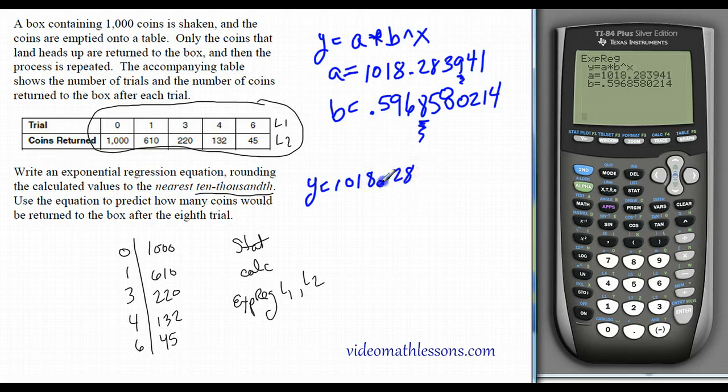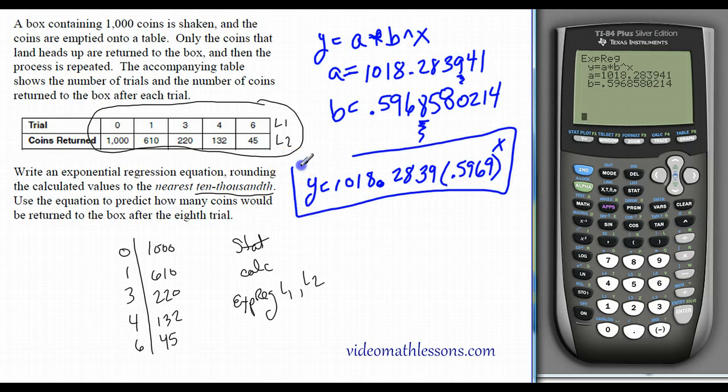1018.2839 times 0.596. This 5 is bigger, so let's make this 8 turn into a 9. Close it. Power x. That is my equation. Y equals 1018.2839 times 0.5969 to the x power. That's a good equation. That's my equation.